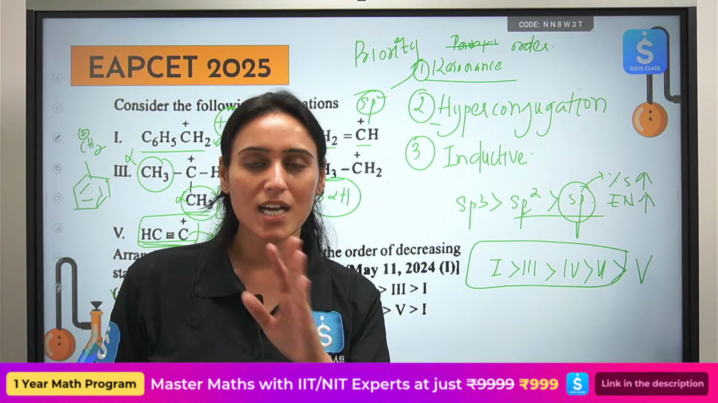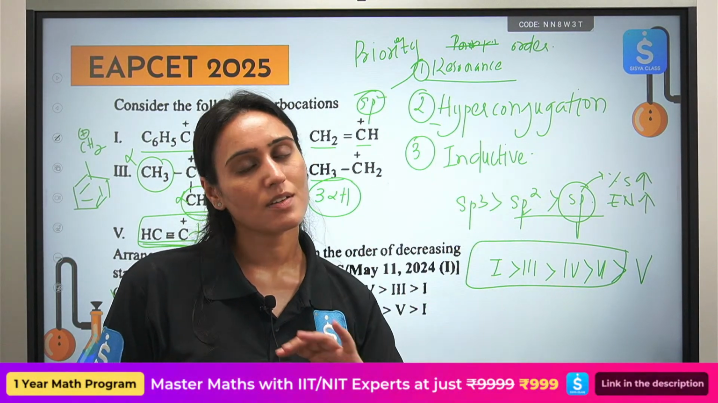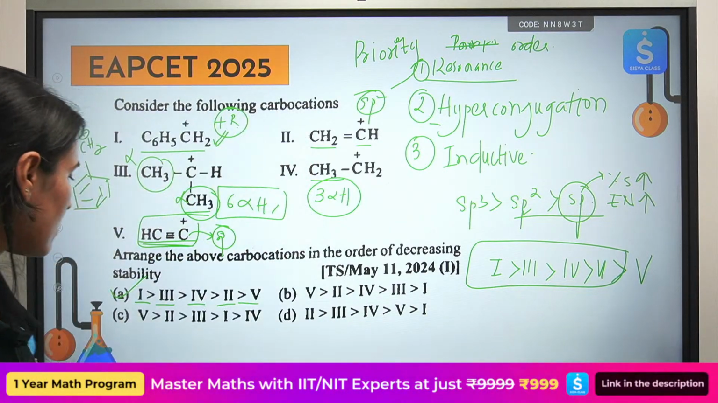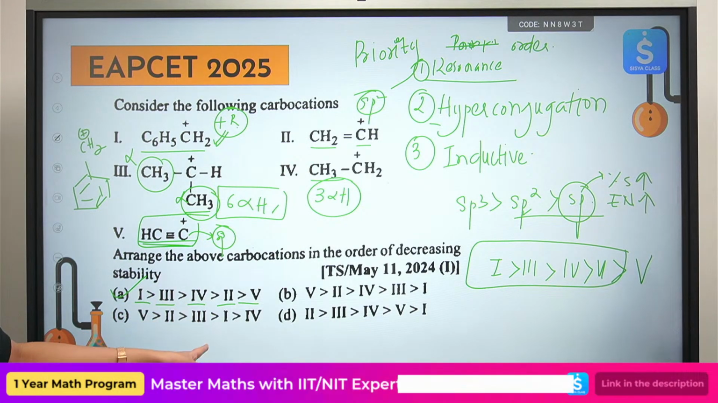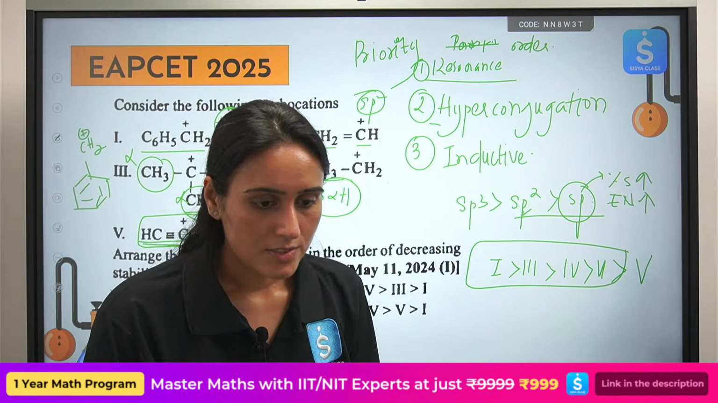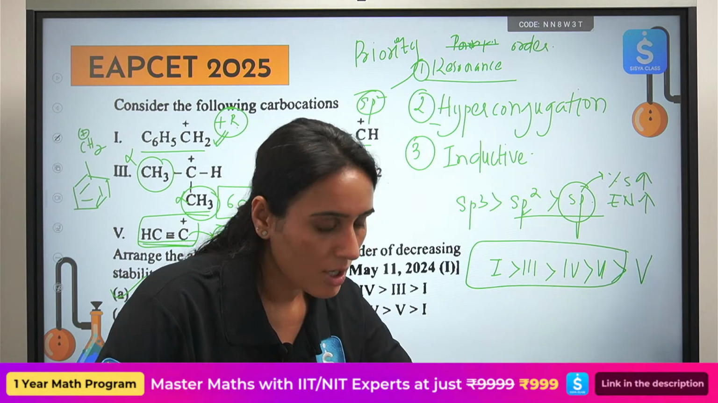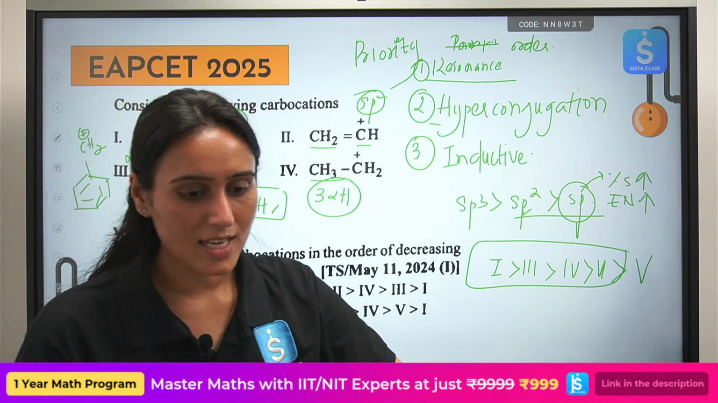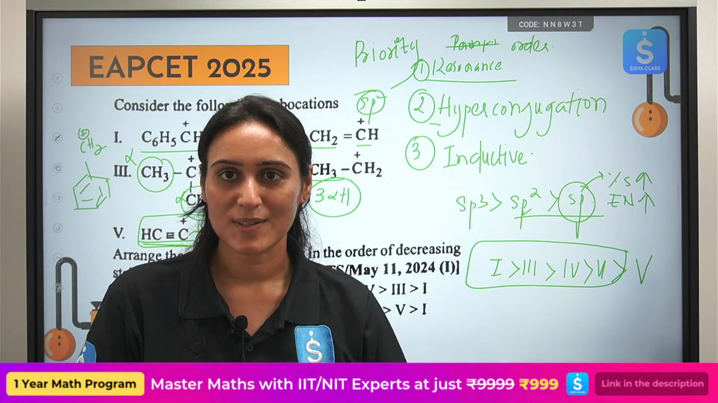If you have a negative charge, great. If you have a positive charge, stay away from it. Okay, so this will be your correct answer: first, third, fourth, second, fifth. So, Charan, option A. Yes, option A is correct.